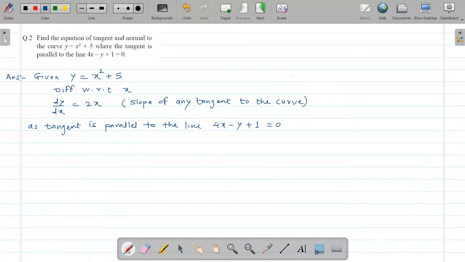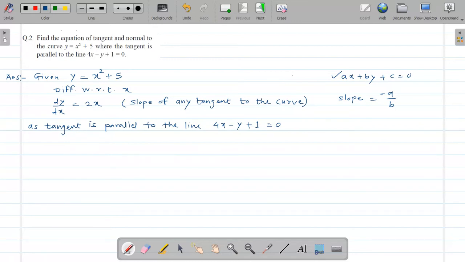See, the point is not given to you. One condition on the tangent is given, that the tangent is parallel to this line. Now we know that if the line is given in the form ax plus by plus c is equal to 0, then we get the slope of this line as minus a upon b.